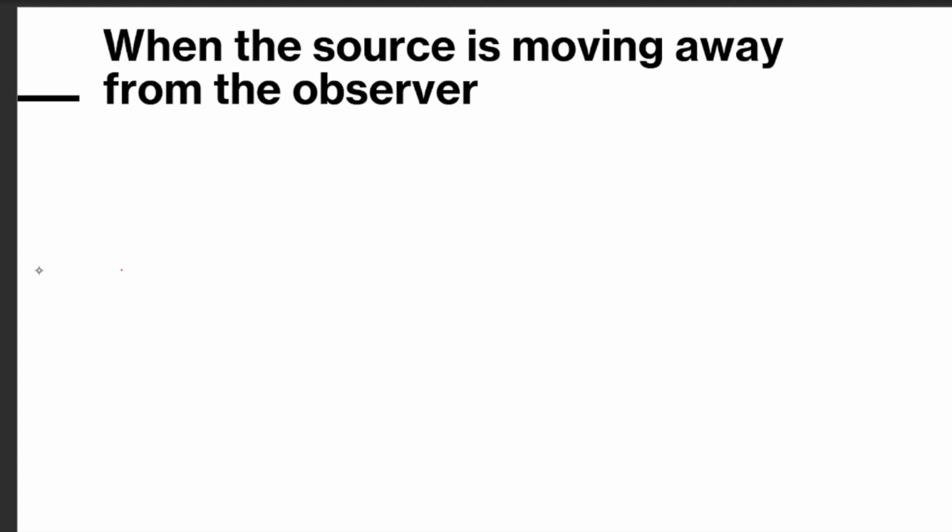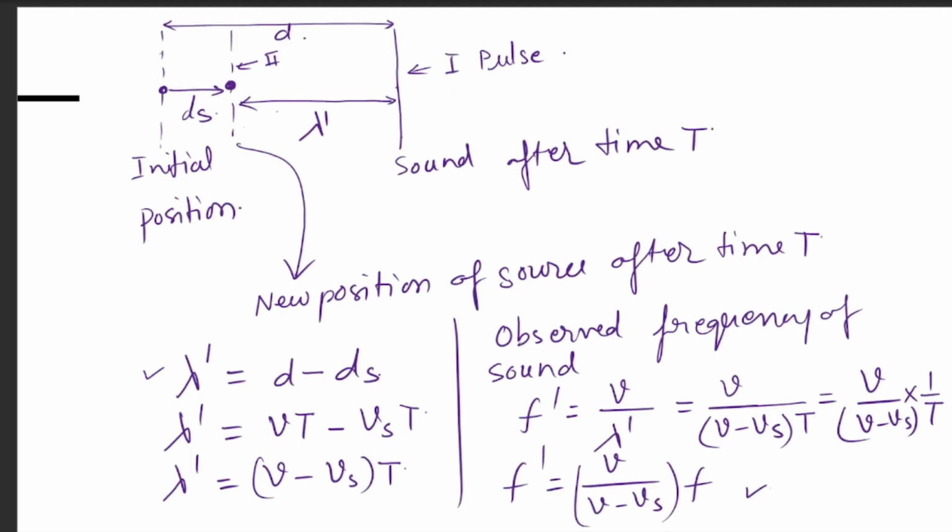The only thing is, because the source is moving away, what we did in the last slide, lambda dash is equal to d minus ds, in place of this we have to use just plus, because the distance will increase. So instead of subtracting, we have to add, d plus ds. That would be the only change.